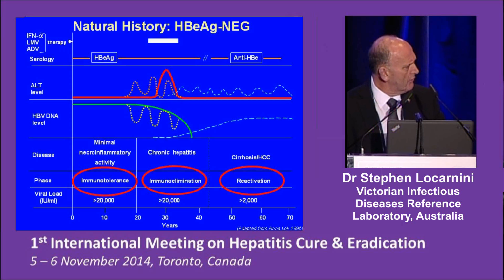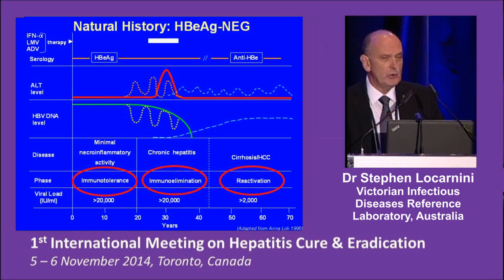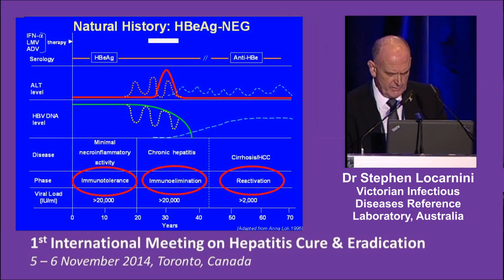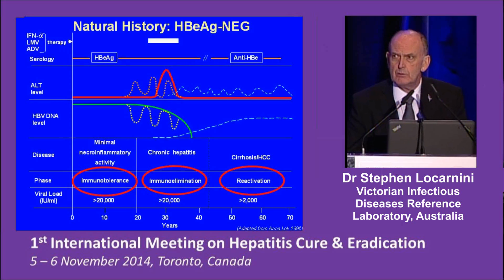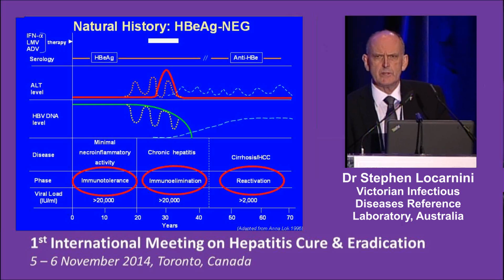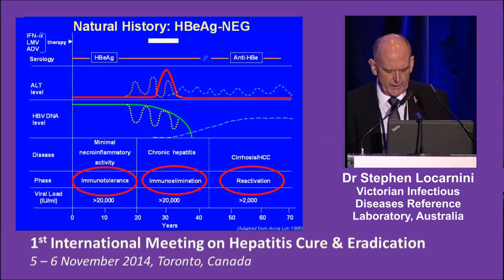So we've got immune tolerance and immune elimination, a brief latent phase, and then the word reactivation appears. Reactivation implies that you go from a state of negativity to a state of positivity. That doesn't really happen either, but rather you morph from one to the other. My point is that if something is misclassified, especially as it relates to the clinical practice guidelines, then we need to reconsider the diagnostic criteria in relation to the natural phases of chronic hepatitis B.